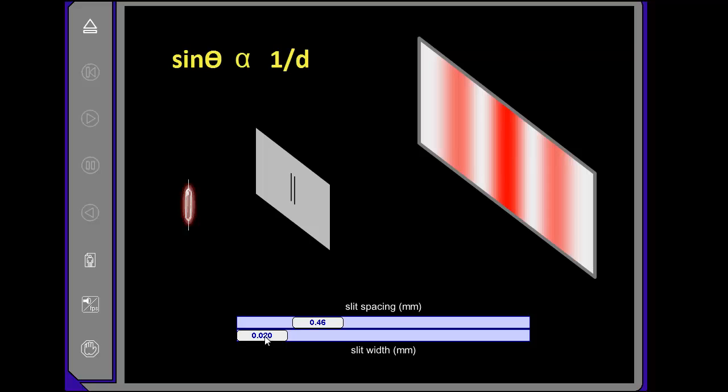Now down below we see our slit width, which we're not really worried about. But basically it just tells us how intense the actual pattern is on the screen. As the slit width gets wider, the intensity gets smaller. But again, we're not really worried about that one. We're only worried about the slit spacing and the wavelength.